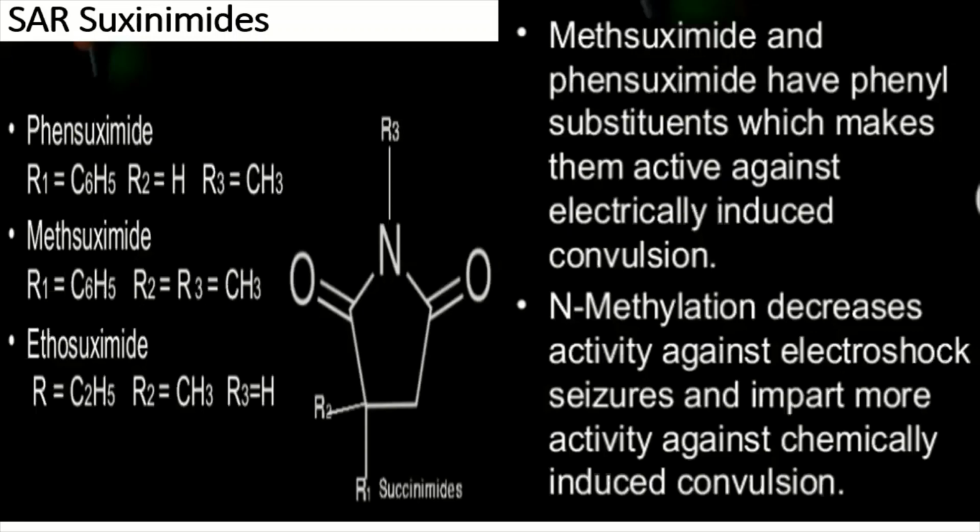Then N-methylation will decrease the activity against electroshock seizures and impart more activity against chemically induced convulsion. So this substitution will affect the activity. It will produce more action against chemically induced convulsions rather than electroshock seizures.